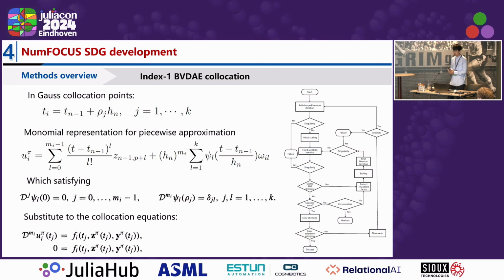The basic idea of solving this boundary value differential algebraic equation is the collocation methods. We need to build a nonlinear system in the collocation points and deploy Newton iteration methods to solve this large nonlinear system. Here we will dive into the details of these methods.